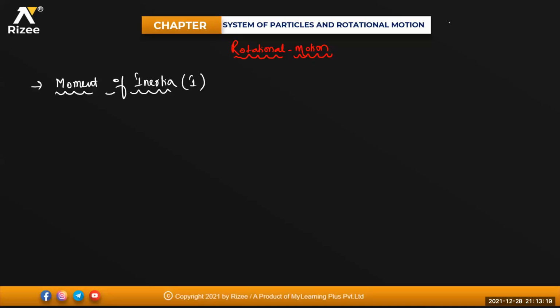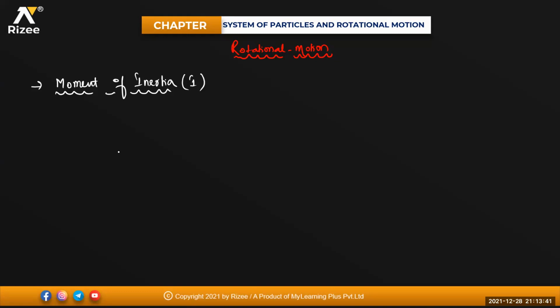So in rotational mechanics or rotational motion, the first point we are talking about is moment of inertia, represented by the letter I. Whenever a body is free to rotate about an axis, it opposes any change in its state of rest or of rotation. That inherent property of a body is called moment of inertia.